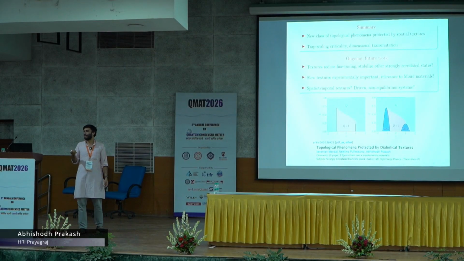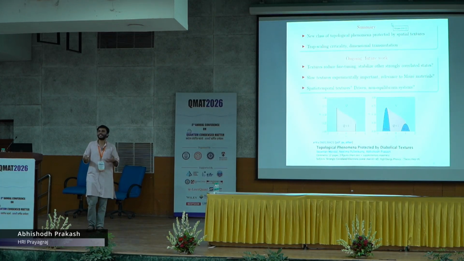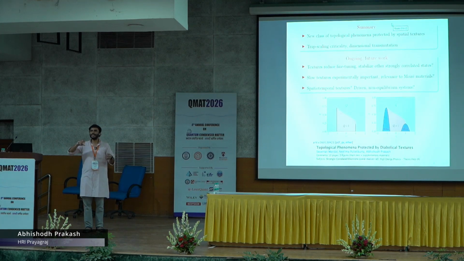We have a new class of topological phenomena protected by spatial textures, which we call diabolical textures. This introduces a new class of critical phenomena, and there is some dimensional transmutation from one dimension to the other. So for future work, what we essentially achieved is the ability to do away with tuning one parameter by introducing it as a texture, and we want to see if this can stabilize other kinds of interesting correlated states.